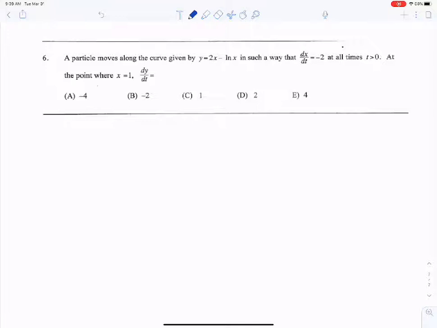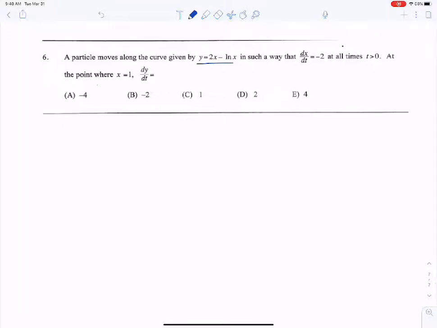A particle is moving along a curve given by this. So this is the curve that it's moving along in such a way that the rate of change of x with respect to t is negative 2 at all times t greater than 0. Okay? That's fine. At the point x equals 1, dy dt equals what? Okay. So let's see what we can do here. So we have this position function, y equals 2x minus ln of x.